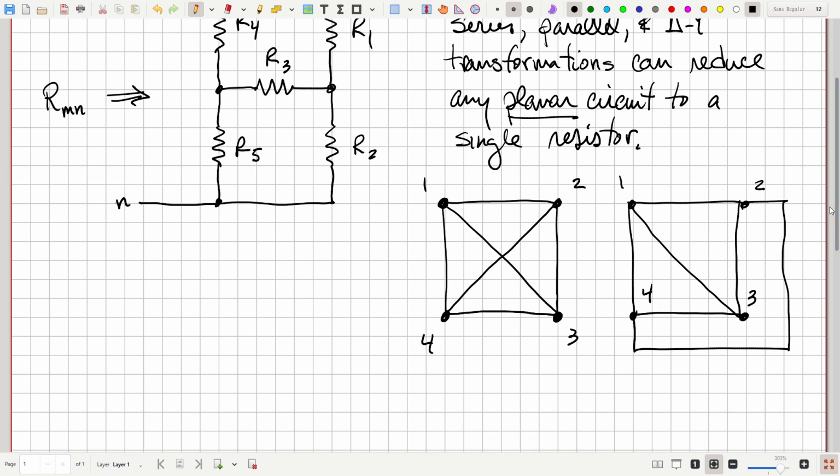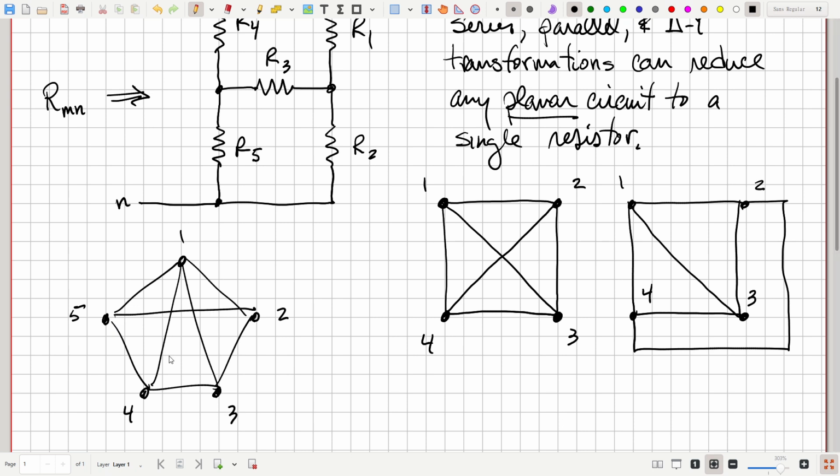Now, on the other hand, I look at this circuit here. One, two, 3, 4, 5 vertices, and they're all mutually connected, like so. Kind of a star shape there. Try as you may, you cannot find any way to redraw that circuit so that it is planar, so that none of these branches cross over each other.